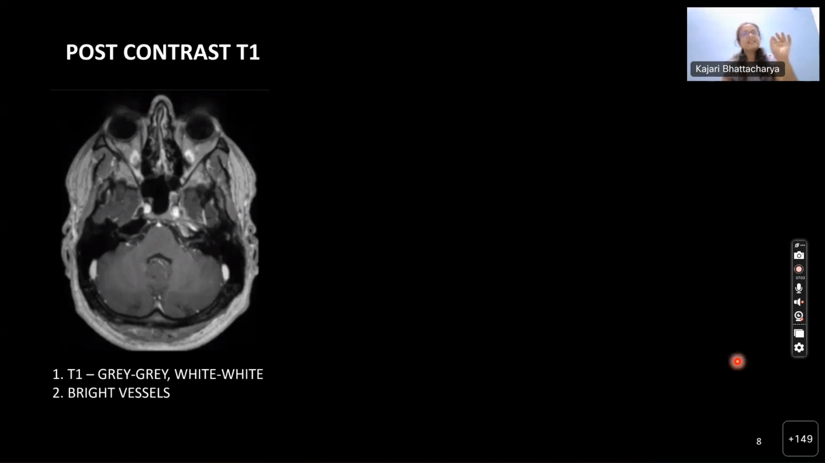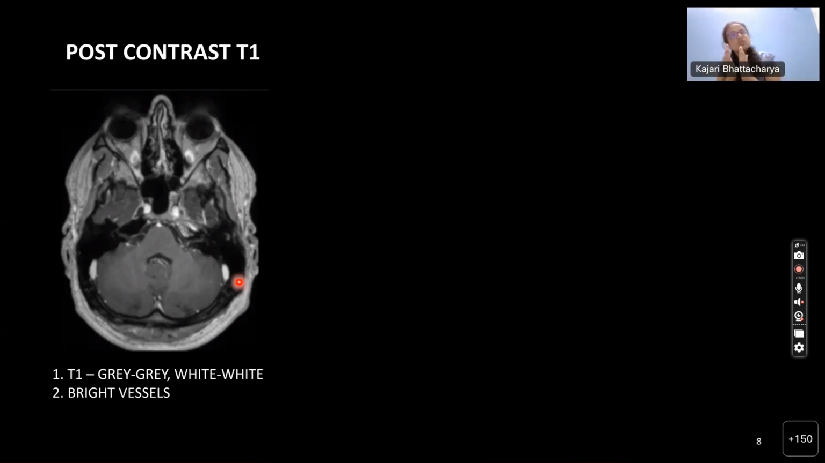The last, the third, another very important thing that you should know, is the post-contrast. So the post-contrast sequence is generally done on a T1. How do we identify this is a T1? Because the gray is gray and the white is white. And how do we know this is post-contrast? Because we can see this white thing inside the vessels. So this is basically a gadolinium-based contrast agent. And why do we give this? We give this to enhance the contrast or to see the tumor better.